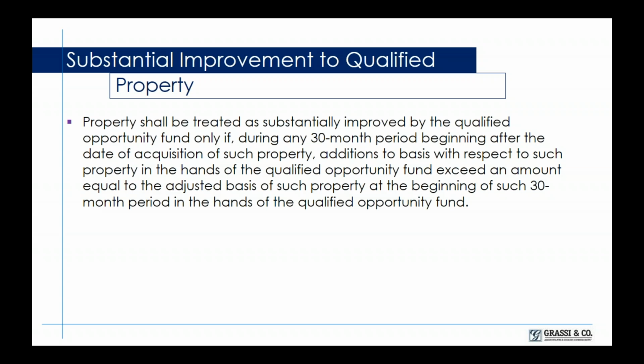Unless it's real property, in which case you have to bifurcate it between land and building, and you only have to reinvest 100% of the piece that gets allocated to the building.